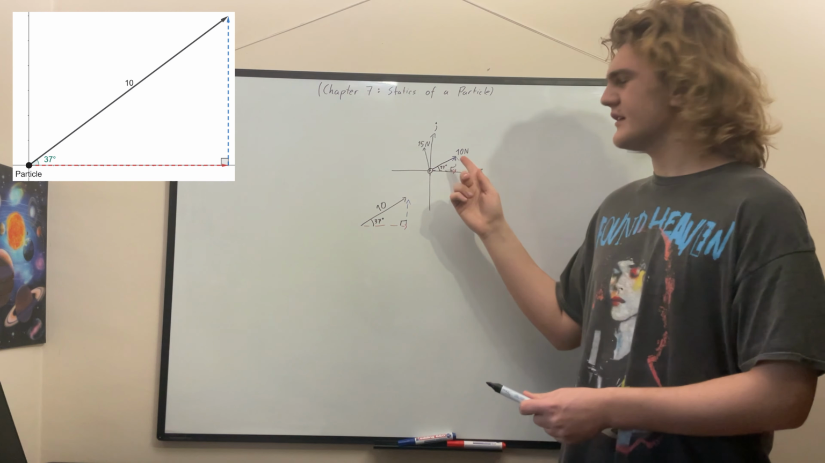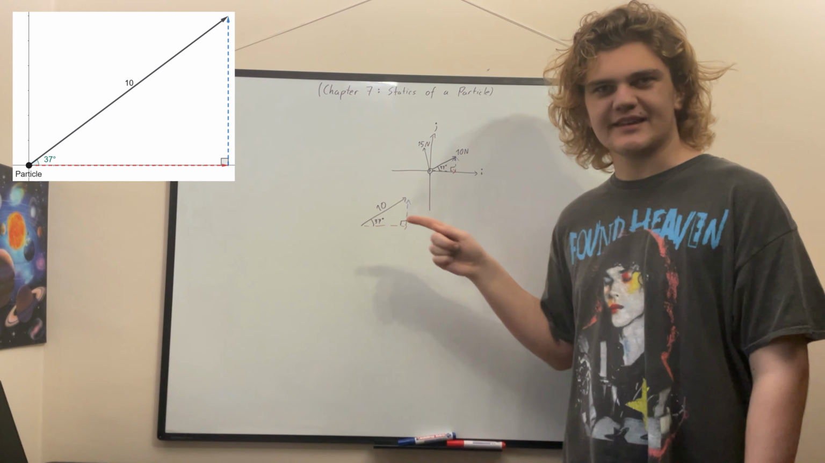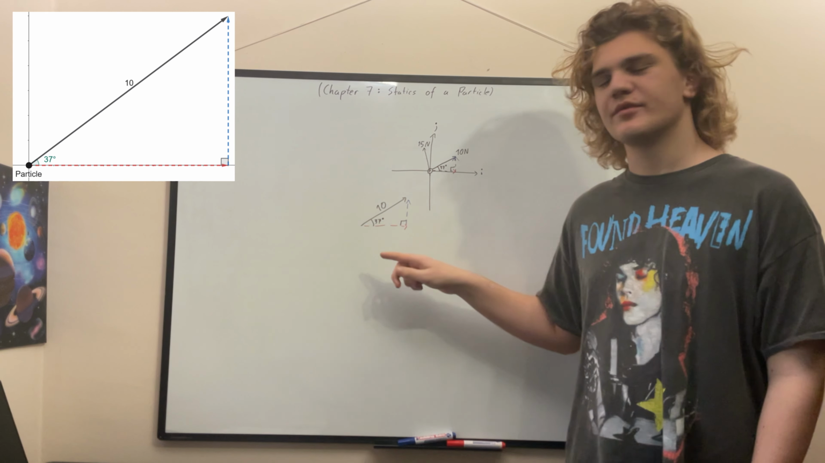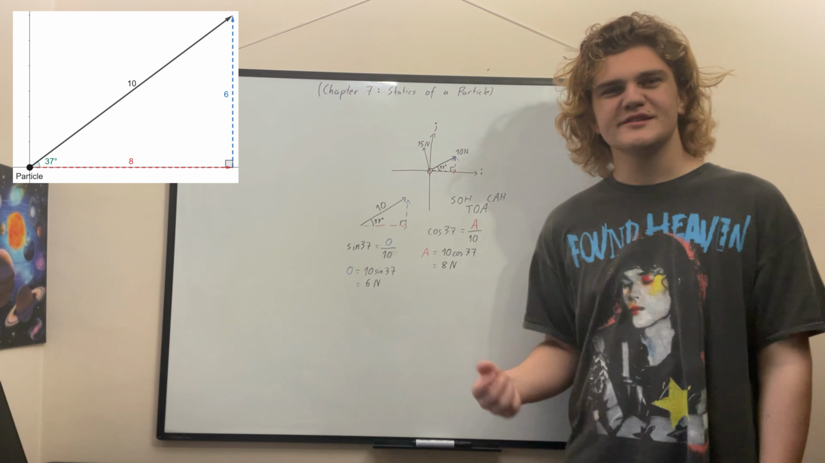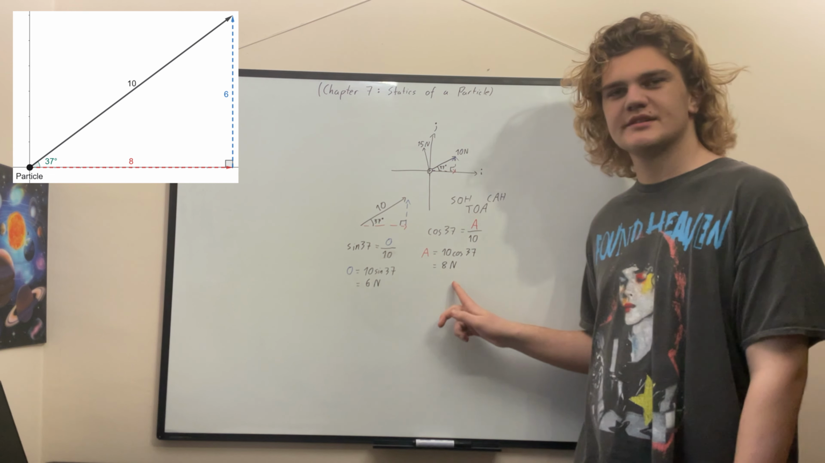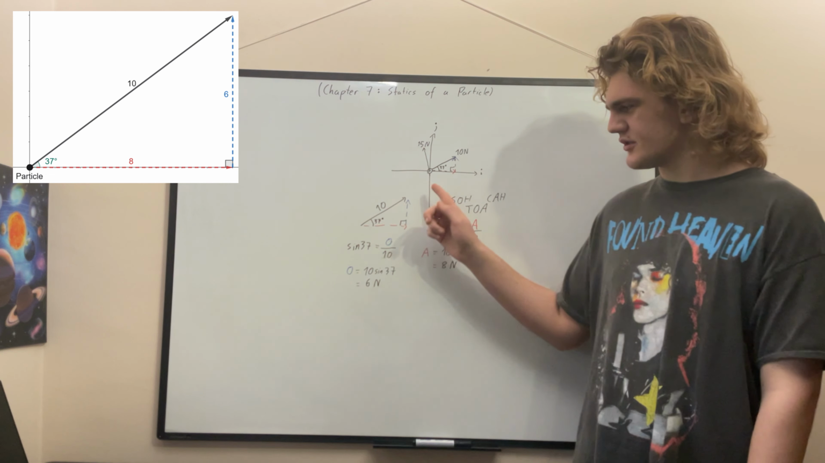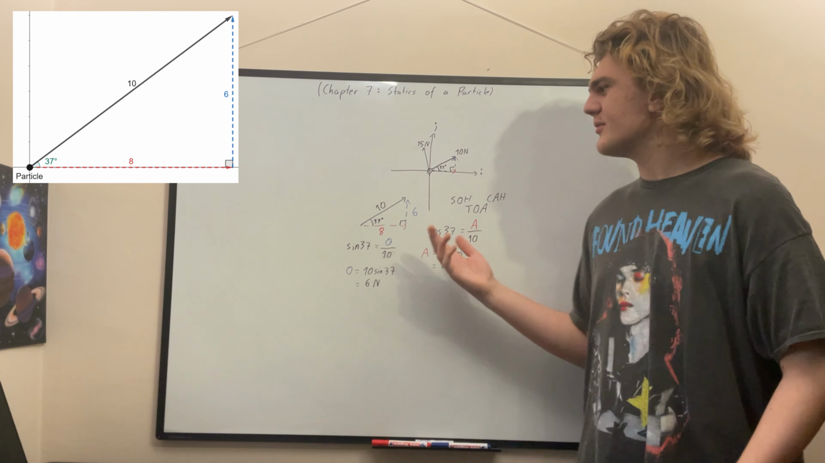Because this vector has a magnitude, an amount of 10, we can say that this length is 10 newtons. Then we can find out using our trigonometry what the other two lengths will be. So using my trigonometry, I find out that this horizontal component is 8 newtons and the vertical component is 6 newtons. Now you might be wondering, why are we doing this?